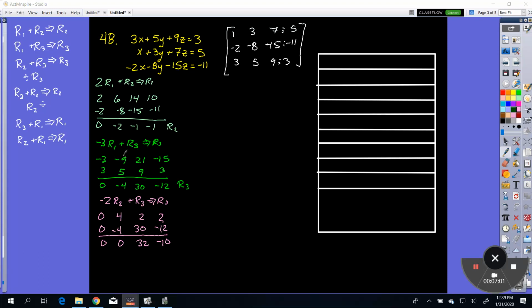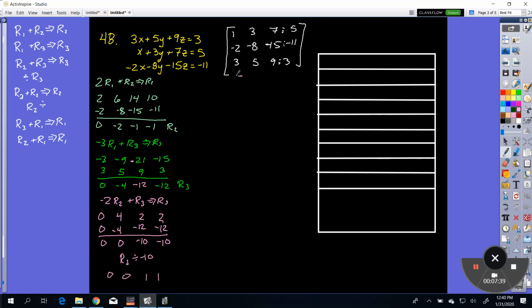I found my mistake. Negative 3 times row 1, that should be negative 3, negative 9, negative 21, negative 15. So that should be a negative 21 right there. So when I combine those, that makes a negative 12. So this 30 right here should be a negative 12 as well. Negative 12 plus 2 makes negative 10. So now I'm going to go row 3 divided by negative 10, and I get 0, 0, 1, 1.